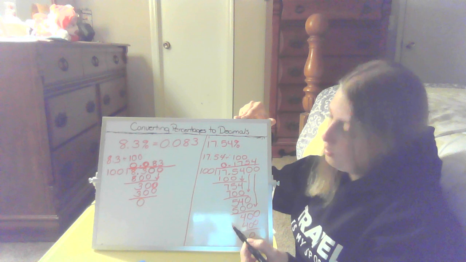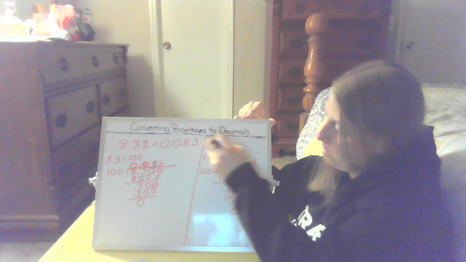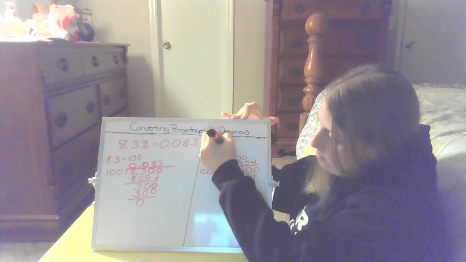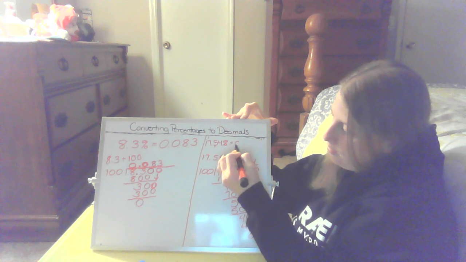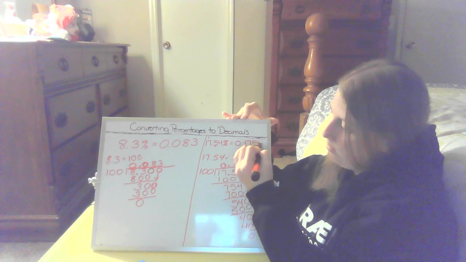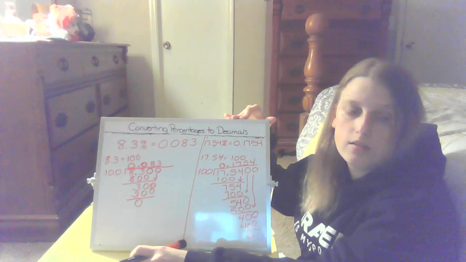So 17.54% written as a decimal, which, I'm running out of space, so I'm going to make it a little smaller so we can fit it in, as a decimal would look like 0.1754. I have two more examples, and we're going to share those, and that will conclude this decimals lesson.